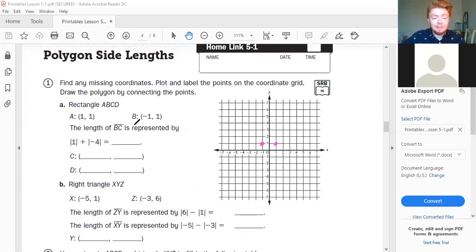All right. The length of BC. Oh, hold on. Let me mark this. Okay. This is A. This is B. The length of BC is represented by 1 plus -4.